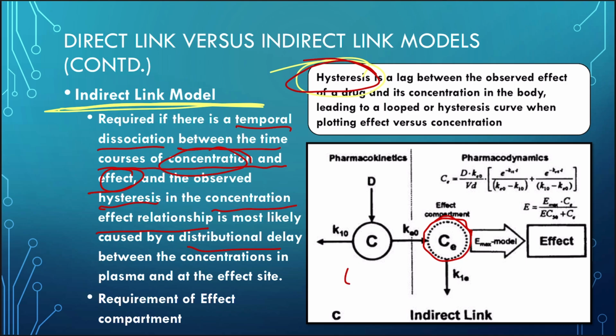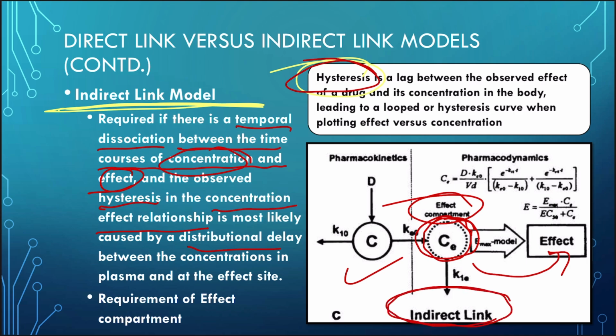As you can see here, first the pharmacokinetics is seen in the plasma compartment, that is the concentration in the plasma compartment. From there it is related to the effect compartment, which is a hypothetical pharmacodynamic compartment, and from there we get the effect, which is proportional to the concentration present in the effect compartment. So in this case it is an indirect link PKPD model. Whenever there is a requirement of an effect compartment to justify the pharmacokinetic and pharmacodynamic relations, we apply the indirect link model.